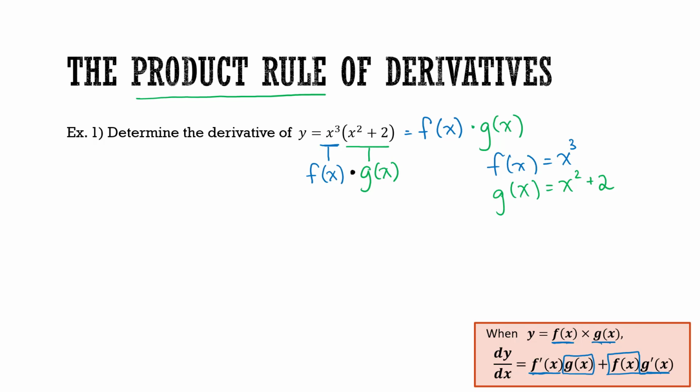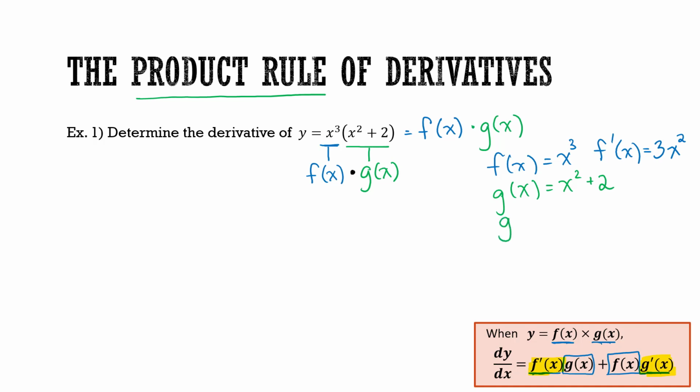So I've already got my f of x and my g of x, but I still need to solve for my f prime of x and my g prime of x. So let's do that next. For f prime of x, it's going to be the derivative of x cubed. So I'm going to take that exponent 3 times x to the power of 3 minus 1, or 2.